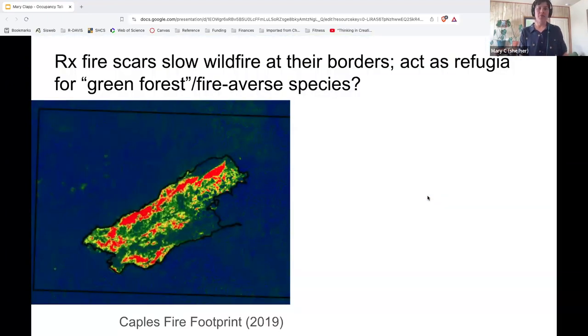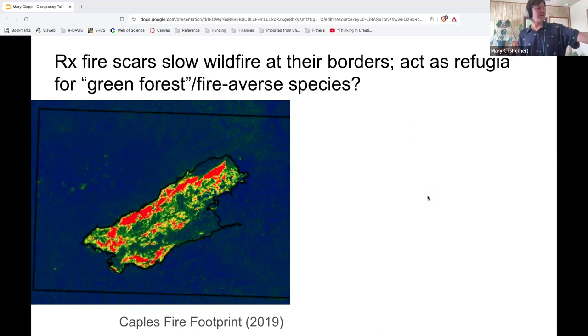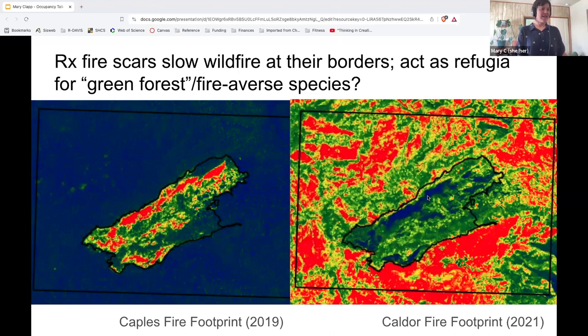And so ongoing work on this project on the ecology side was handed to us by the Caldor fire, which burned in 2021. So this is that fire severity map for just the Caples fire outline, the Caples fire footprint. And then this is how the Caldor fire burned around it in 2021. And so you can see that in these areas of the Caples fire that burned, sometimes even at really low severity, the Caldor fire came in like gangbusters and then was pretty much halted around the fire footprint of the Caples fire.